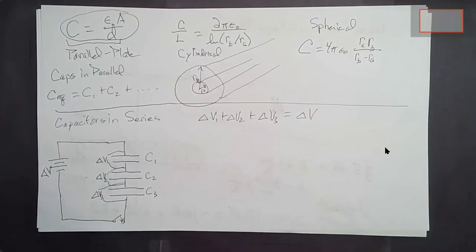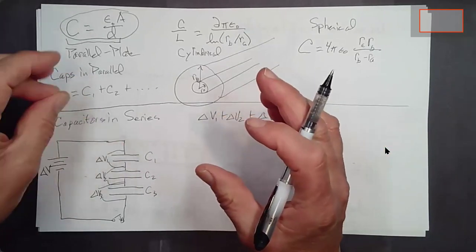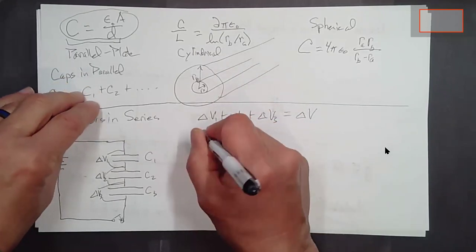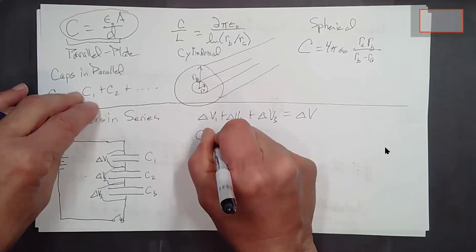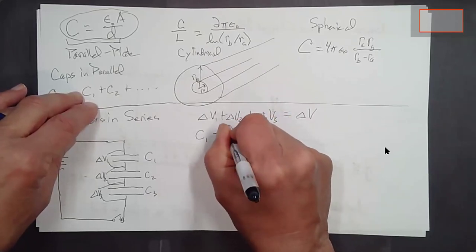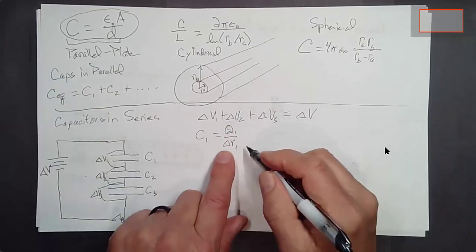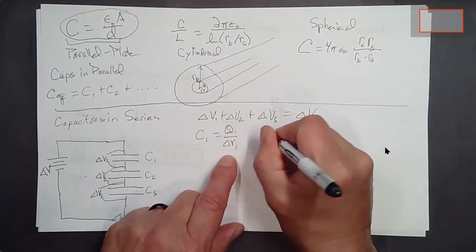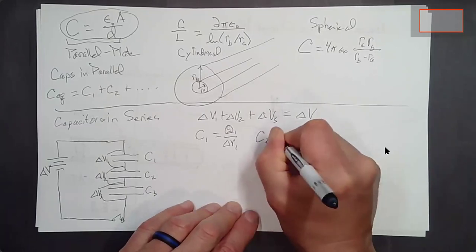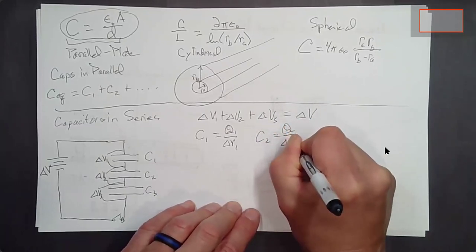Now, what's going on in here? Well, each of these capacitors has the ability to store charge in the presence of a potential difference. And in fact, the capacitance is equal to the ratio of how much charge is on it divided by the potential difference across it. So there's something I can write, and I can write that for each one of these capacitors. C2 is equal to Q2 over delta V2.